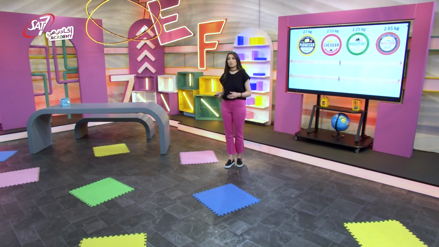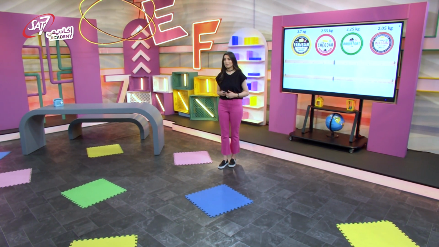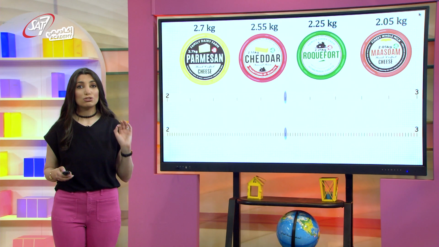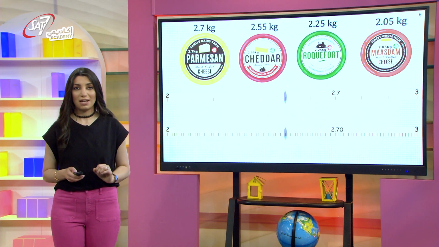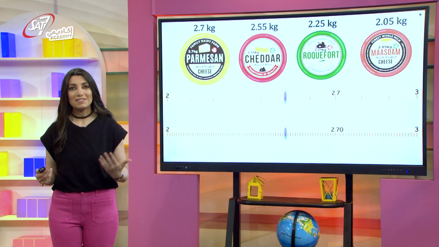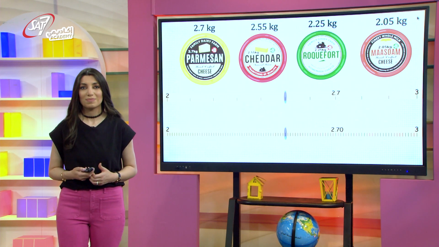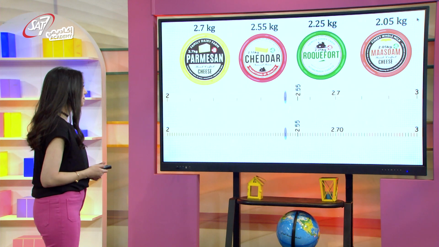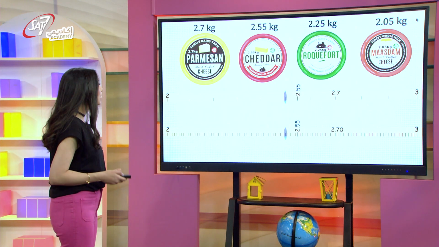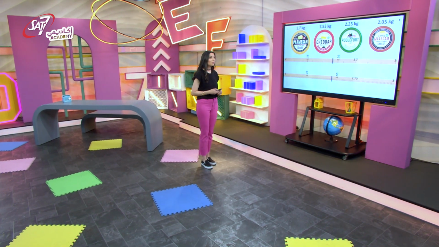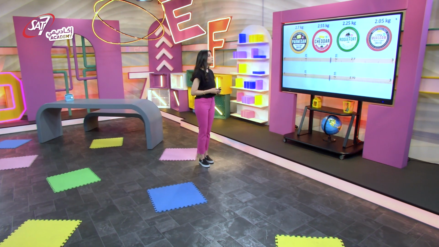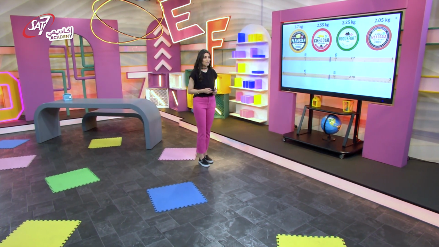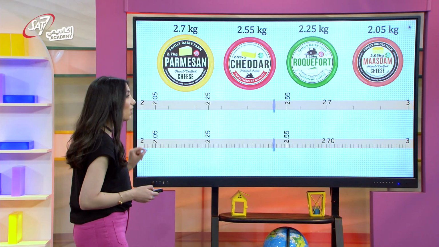The first package contains 2.7 kilograms, which is the same as saying 2.7 sections out of 10, or 2.70 sections out of 100. The second package contains 2.55 kilograms. The third package contains 2.25. And the fourth package contains 2.05 kilograms, indicating 2.5 sections out of the 100.